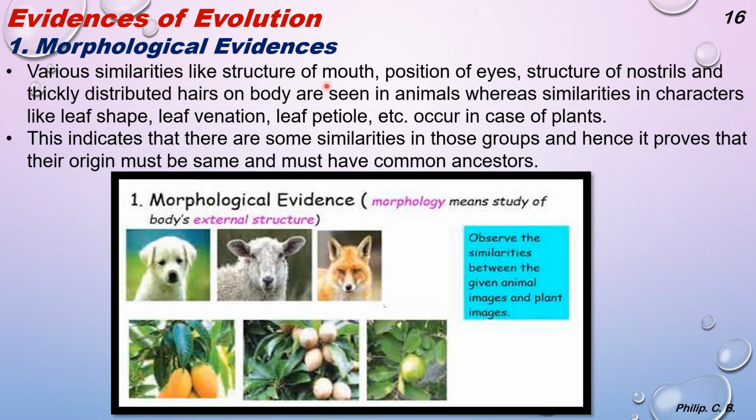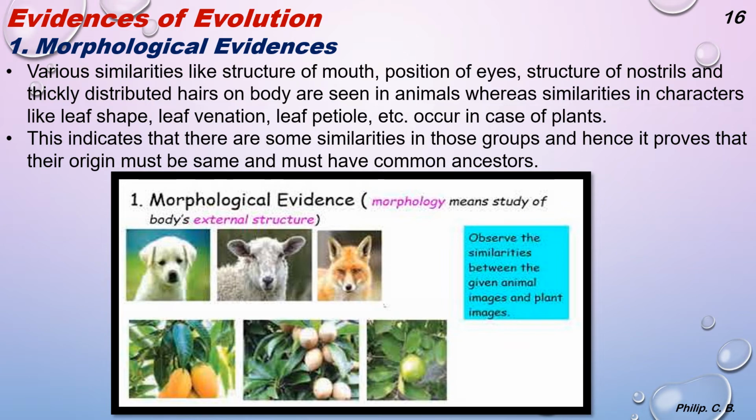Various similarities like structure of mouth, position of the eyes, structure of nostril, and thickly distributed hairs on the body are seen in animals, whereas similarity in characteristics like leaf shape, leaf venation, meaning the margins and the veins, we can see. Leaf petiole, that is the stalk part, occurs in case of plants. This indicates that there are some similarities in those groups, and hence it proves that the origin must be the same and must have a common ancestor.